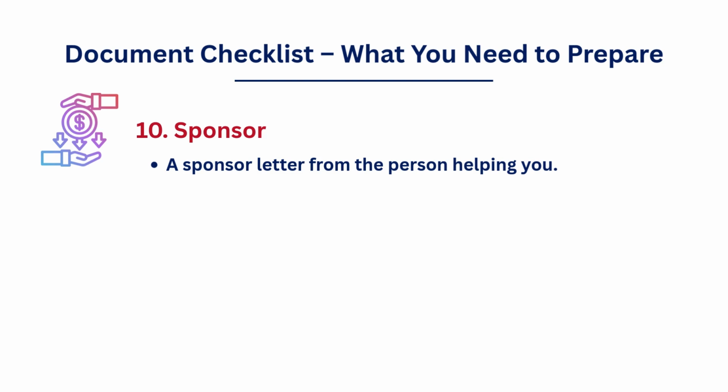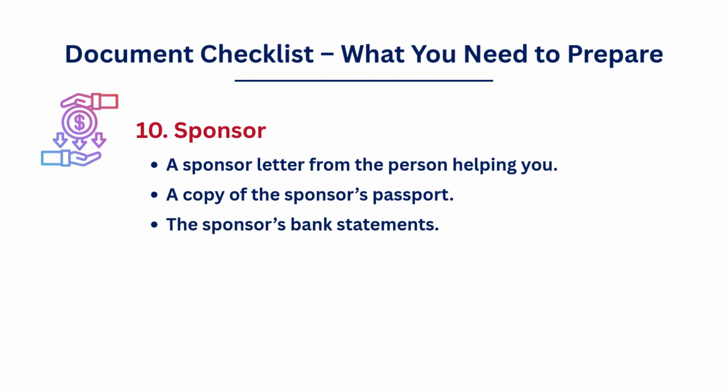If the sponsor is a family member, include documents to prove the relationship, such as birth certificates. A copy of the sponsor's passport. If the sponsor is not a British citizen, give a copy of their UK residence permit or visa. The sponsor's bank statements showing they have enough money to support you.